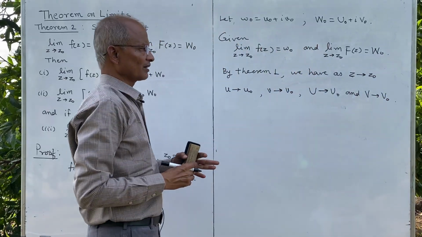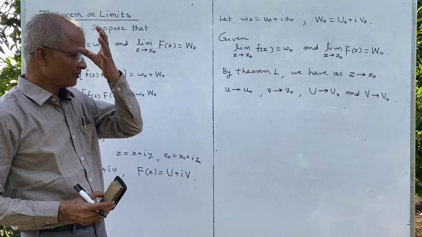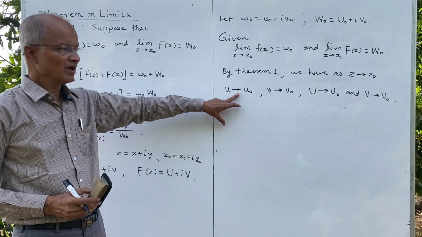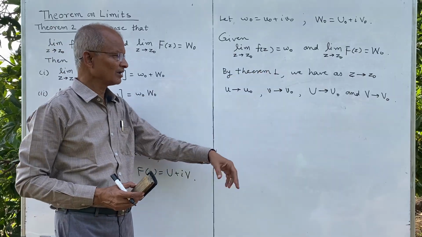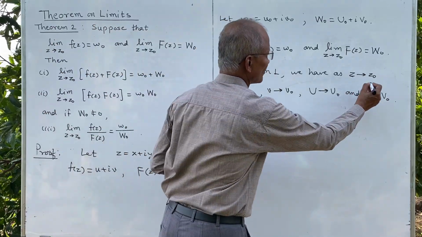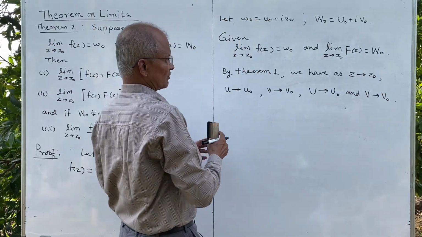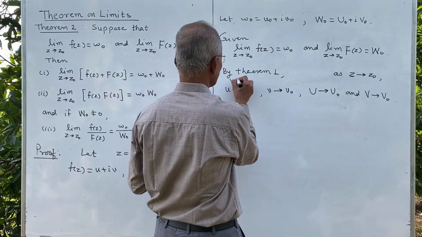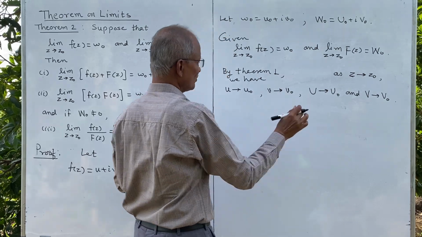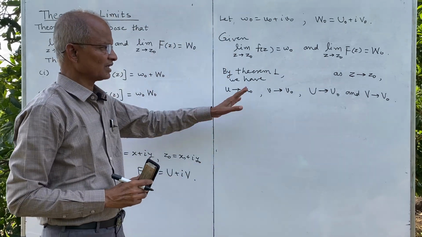So this is by theorem 1. In place of limit I have written here this symbol. Here actually limit of u is u naught as z tends to z naught. See, as z tends to z naught, we have u approaches u naught, etc. Actually these are the limits.